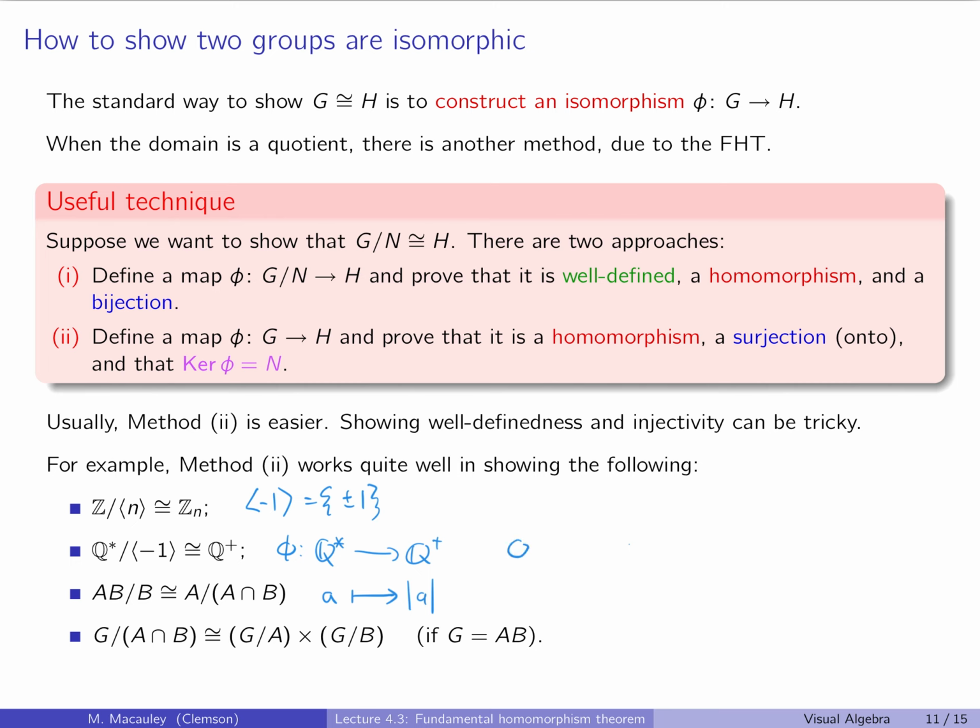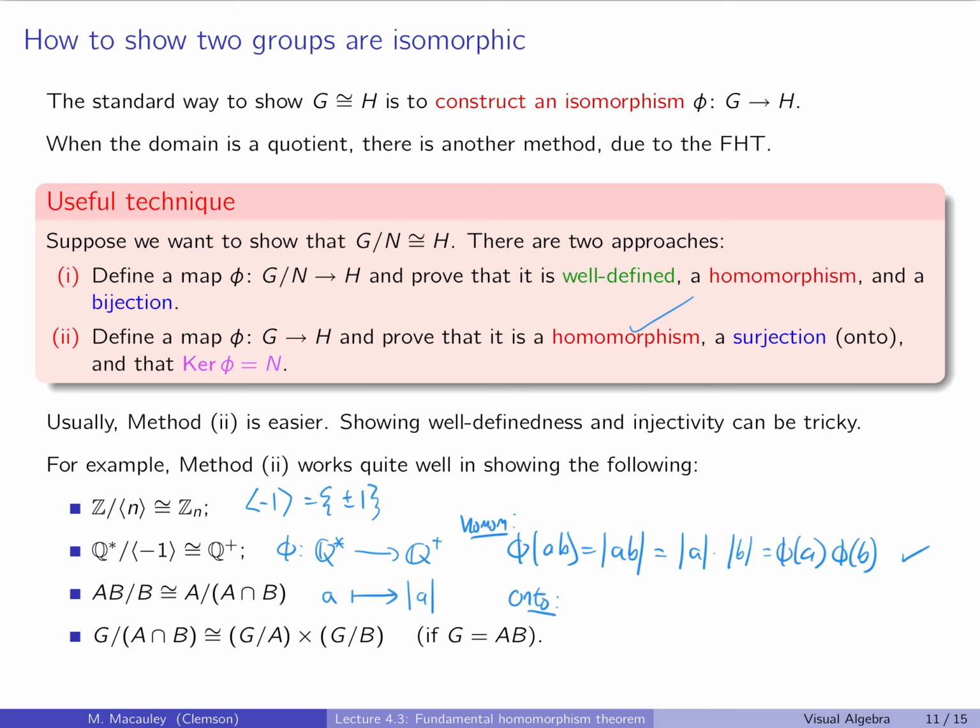So why is this a homomorphism? Well, phi of a times b is the absolute value of ab, which is the absolute value of a times the absolute value of b, which is phi of a times phi of b. It almost falls right out. That is a homomorphism. So that worked. Why is this onto? Well, of course, every positive rational number has two preimages. So this is how we show it's a homomorphism.